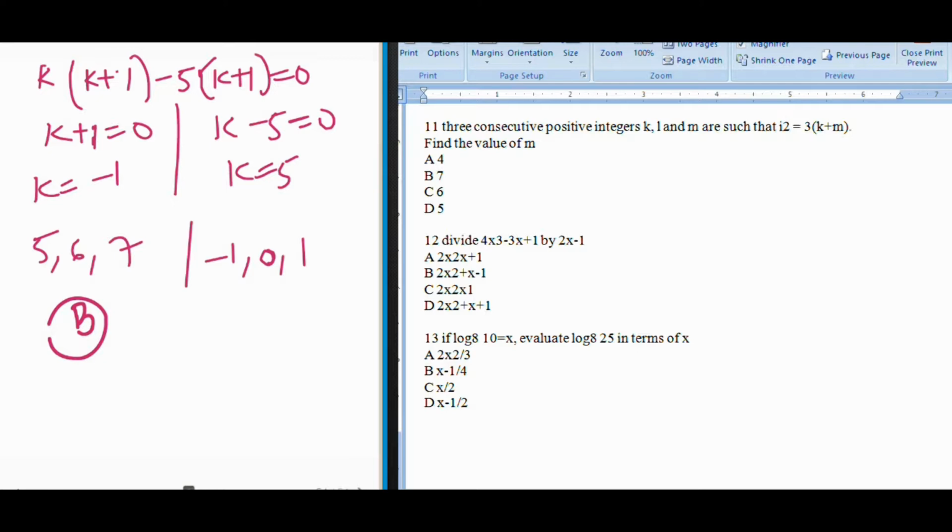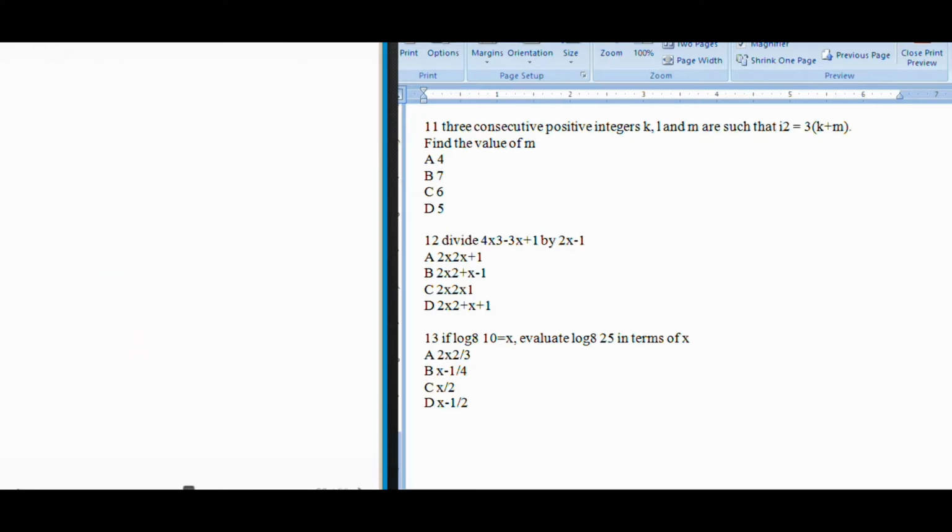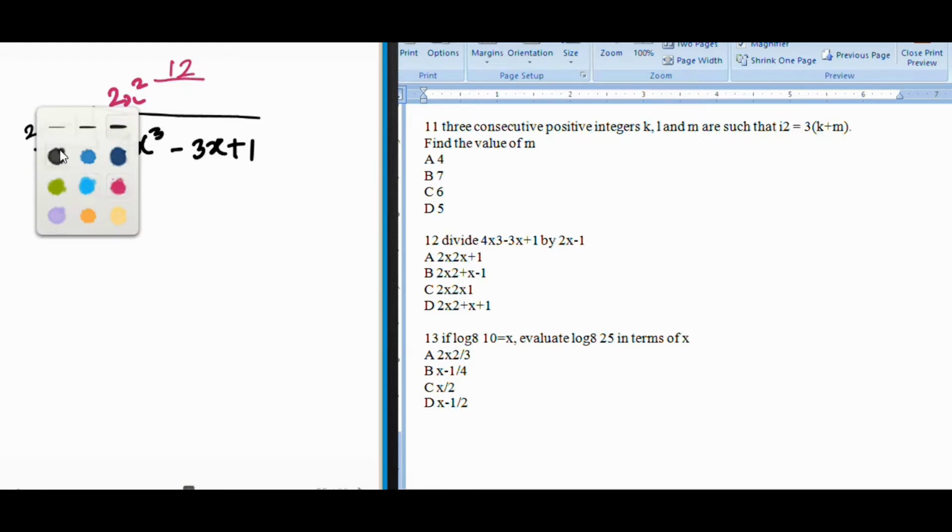4x cubed minus 3x plus 1 divided by 2x minus 1. Now in dividing polynomials, you are always concerned with the first term to first term. In that case, you start with your 4x cubed. 4x cubed divided by 2x will give us 2x squared. Now 2x squared times 2x will give us 4x cubed. 2x squared times minus 1 will give us minus 2x squared.